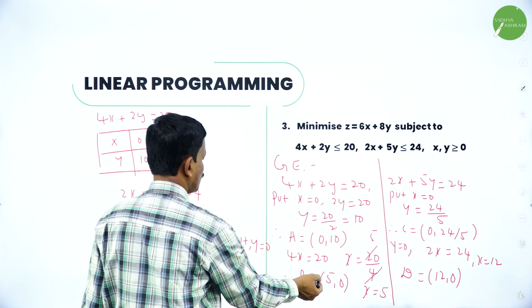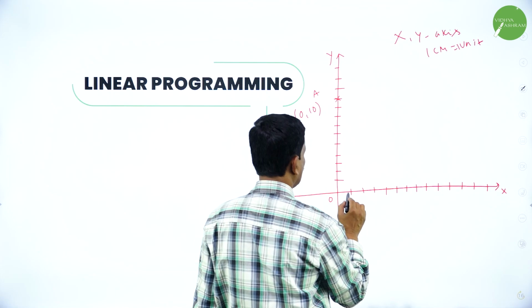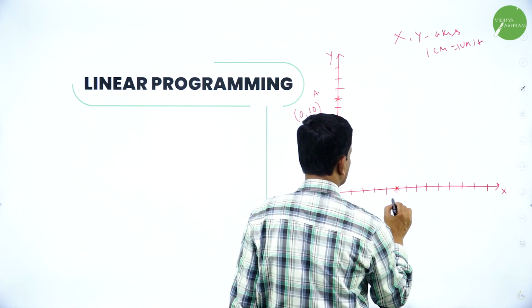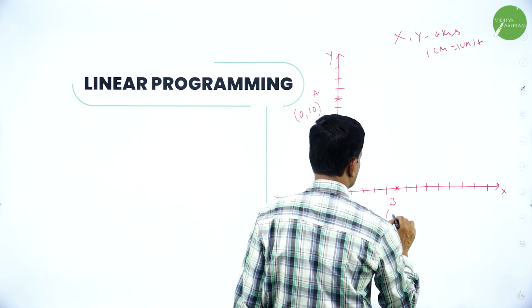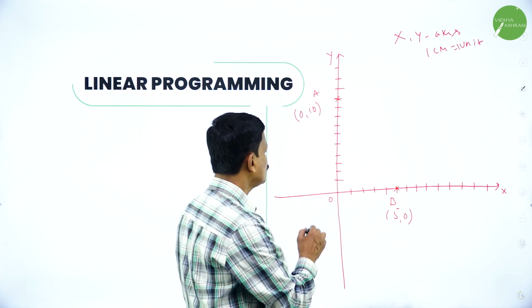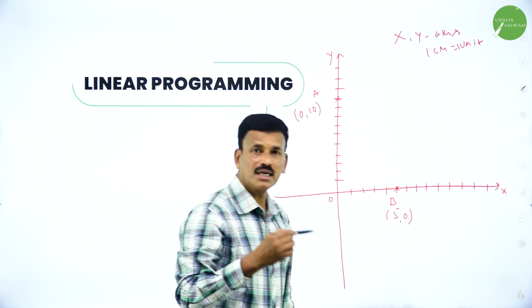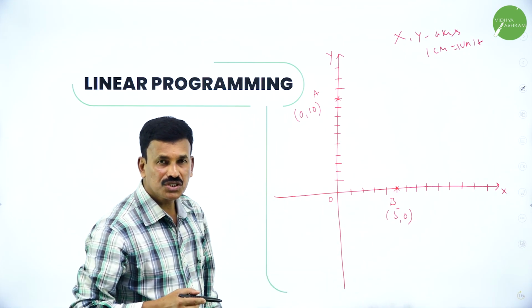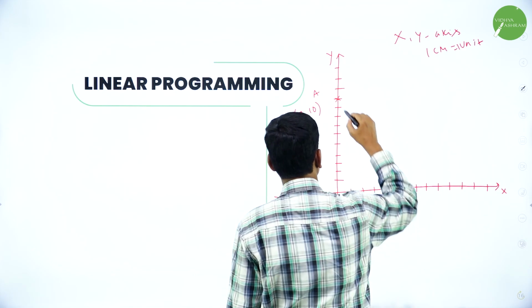B, what is B? When x is 5, y is 0. X is 5: 1, 2, 3, 4, 5. This is B. Now, draw a straight line which joins these 2 points A and B. So, this is the straight line.